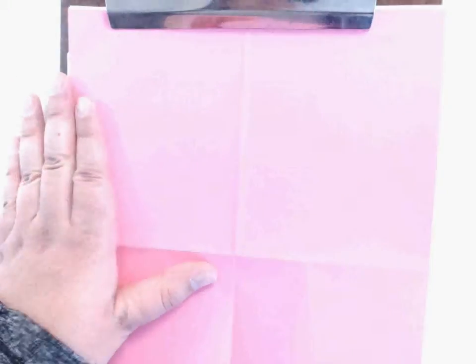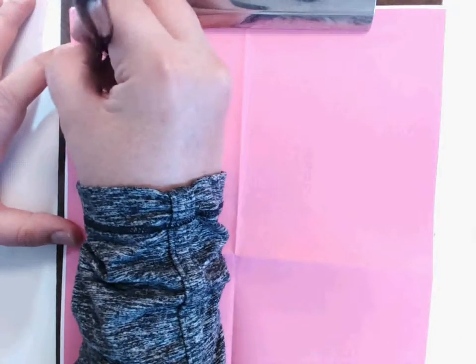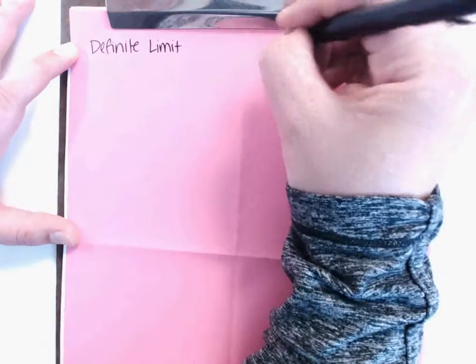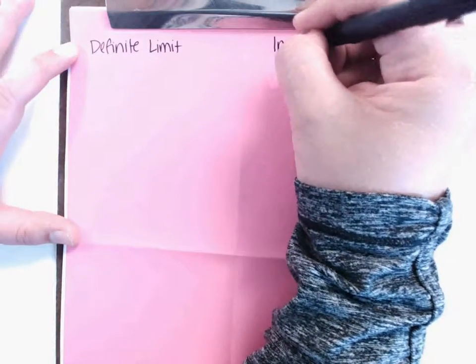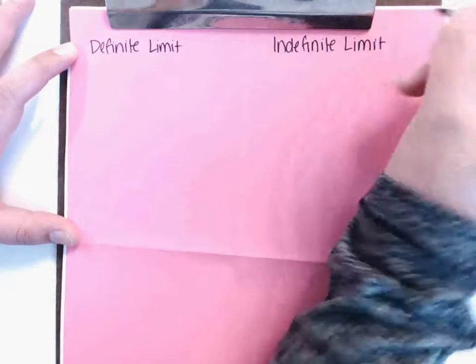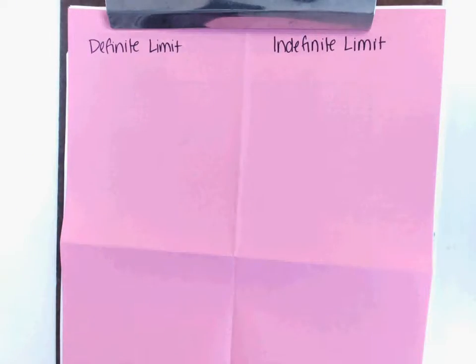Alright, you ready? Yes. So, top left, intermediate value theorem. Oh wait, hold on, let's do the other side first. Definite limit versus indefinite limit. Okay, do you remember the difference? Definite is when your limit is approaching a number. Indefinite is when your limit's going to infinity.